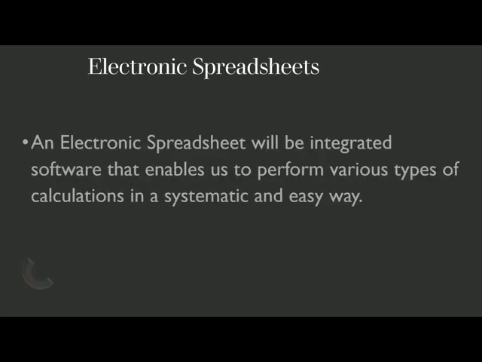Next is the definition of electronic spreadsheet. An electronic spreadsheet is integrated software that enables us to perform various types of calculations in a systematic and easy way. It's an application software which allows the user to perform various types of calculations relating to arithmetic, statistics, logical, date, cubic, engineering, and many more in a systematic manner.